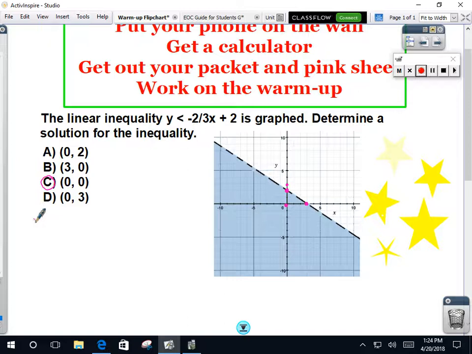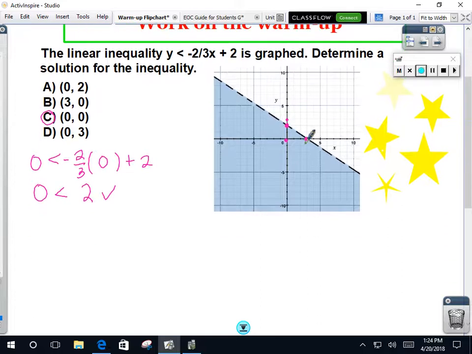I'm going to rewrite the inequality, but instead of writing x and y, I'm going to replace it with the x and y value of the point. That becomes 0 is less than negative 2/3 times 0 is 0, and 0 plus 2 is 2. Is that a true statement? 0 is less than 2? Yes.